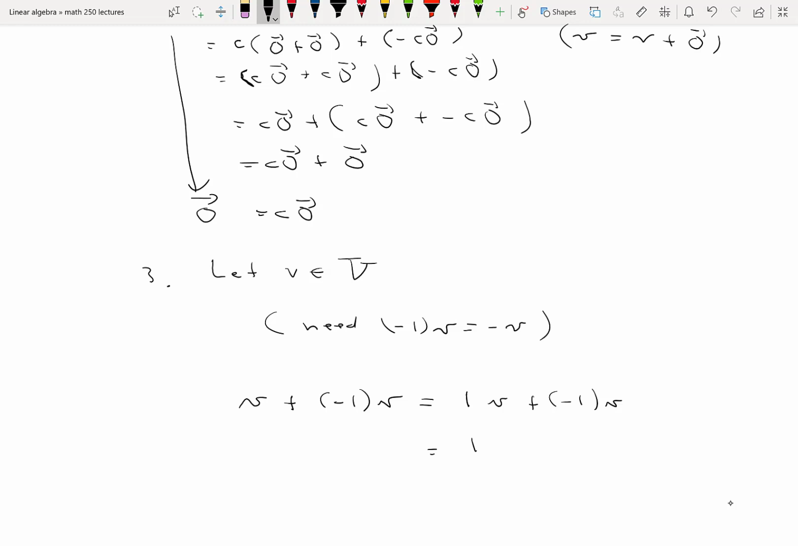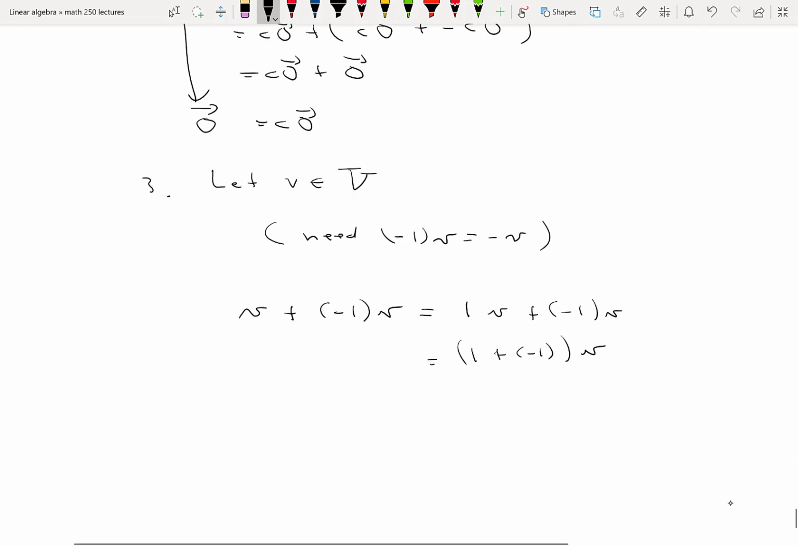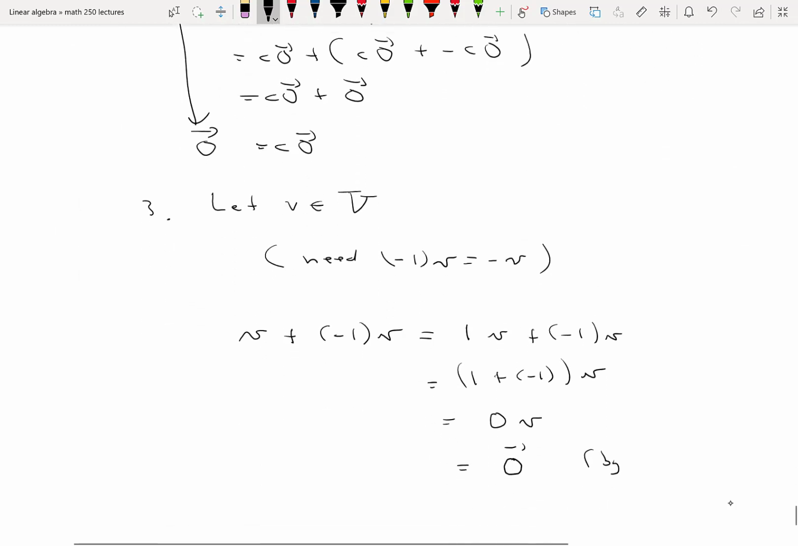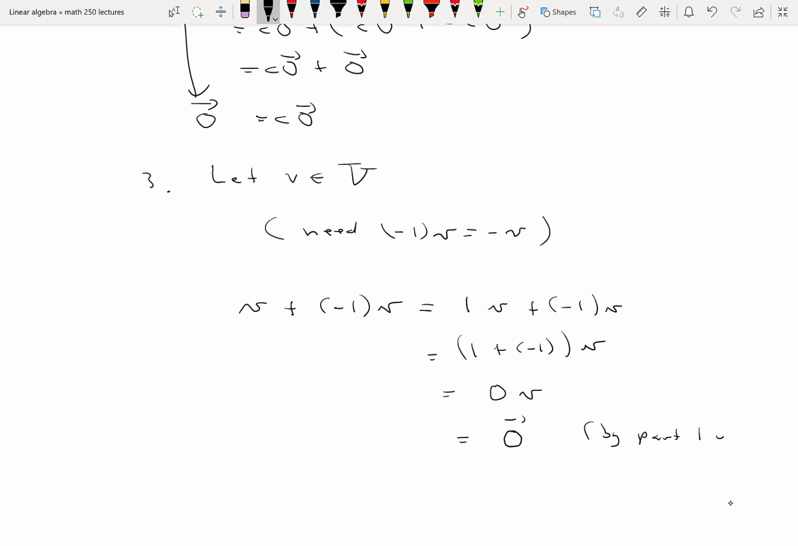I can also write the right-hand side as 1 plus, actually, -1, times v. What's that? That is property number 6. Now in those parentheses on the right, those are real numbers. 1 plus -1 is 0. And what's 0v? It is the 0 vector. Why? By part 1 of this theorem. So I would not be able to do this without part 1 of the theorem already done.